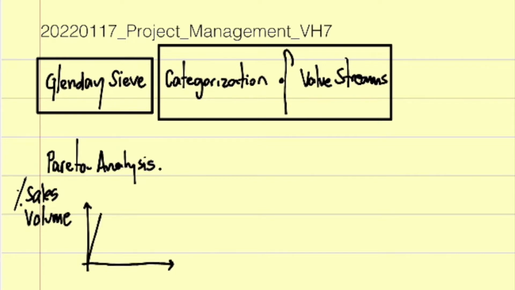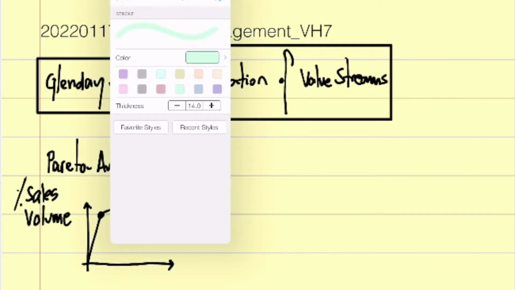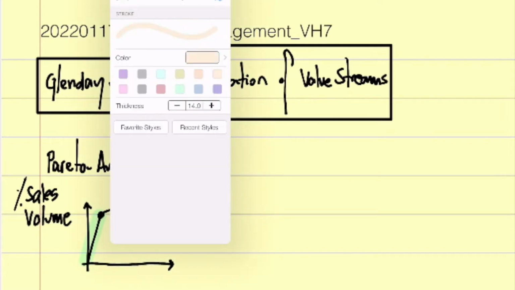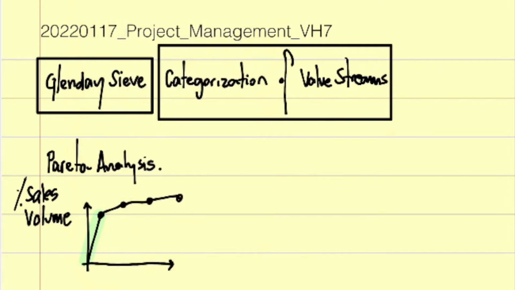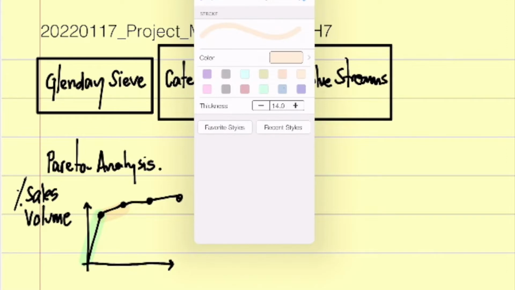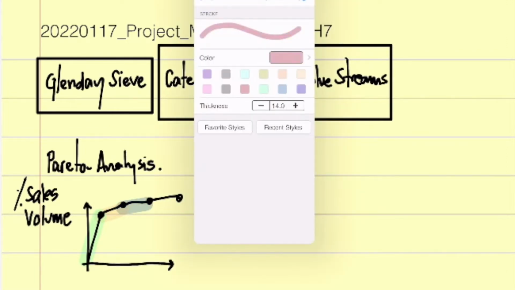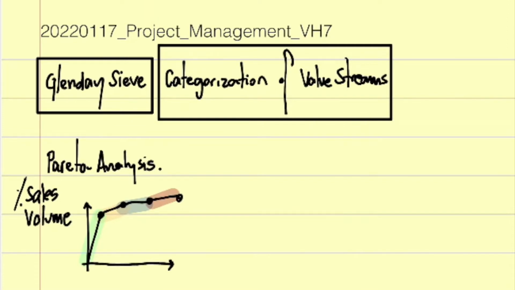So we're going to have something called the green products. We're going to have the greens, the yellows, the blues, and the reds. Basically, the thing you need to run is just a Pareto analysis on the SKU list.